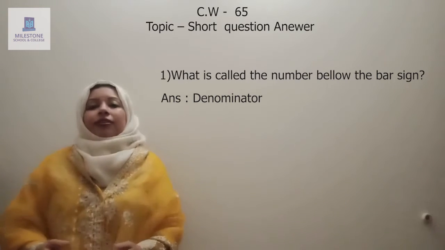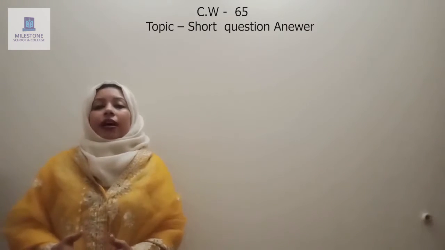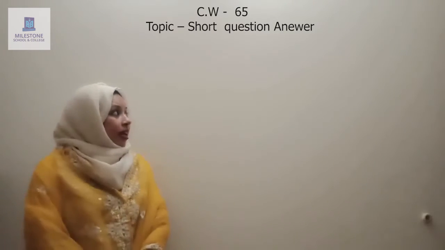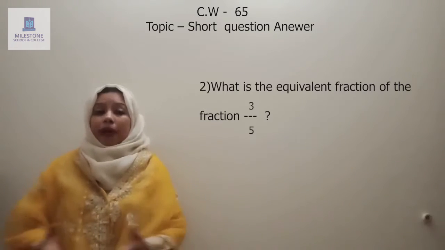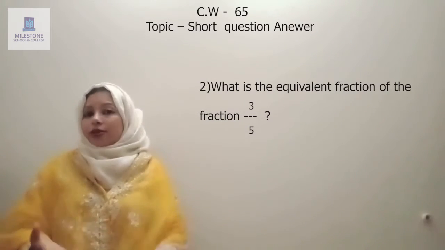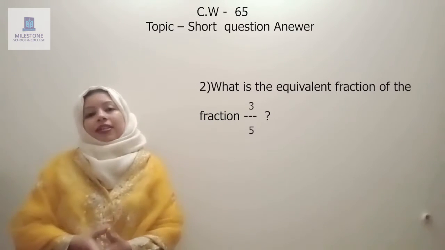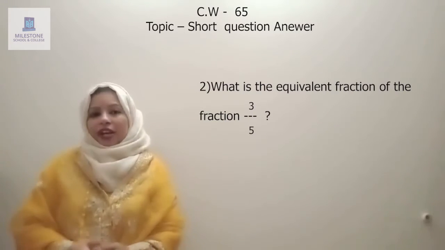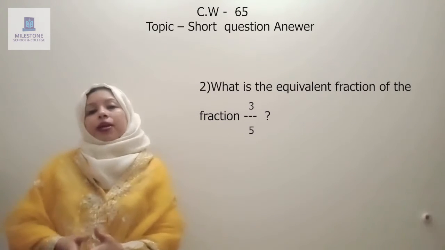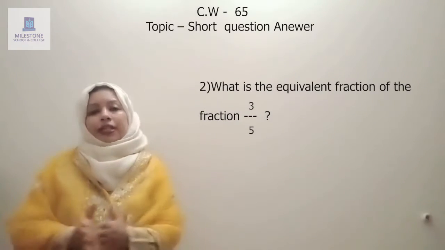Now, the second question for you. What is the equivalent fraction of the fraction 3 by 5? What is the equivalent fraction of the fraction 3 by 5? So students, you know that equivalent fraction means their value will always be the same. And I hope that all of you know the rule for how to find the equivalent fraction. Yes, the rule says we have to multiply both numerator and denominator by the same number from the multiplication table.